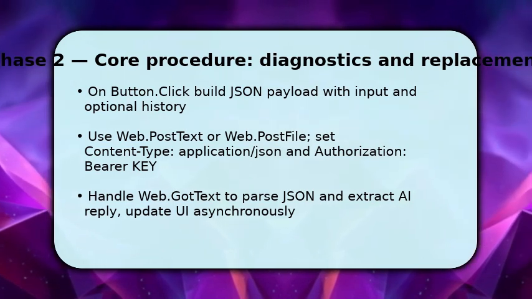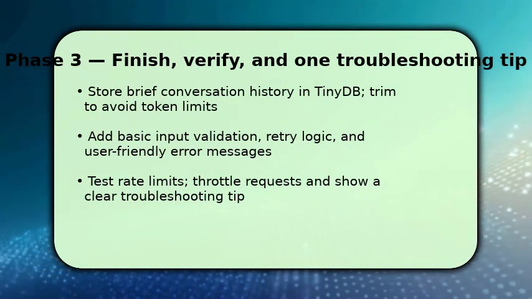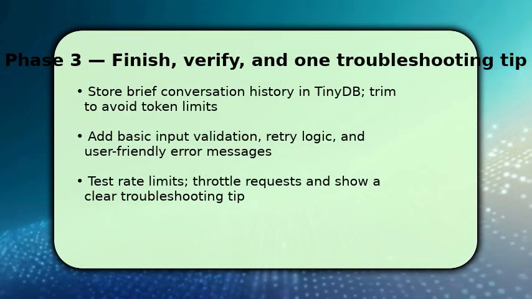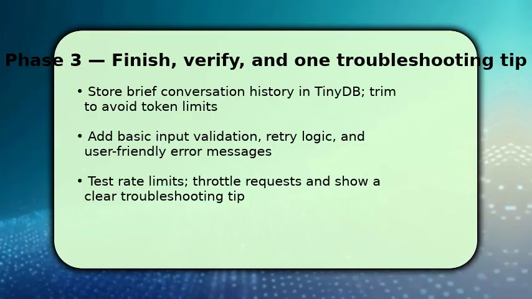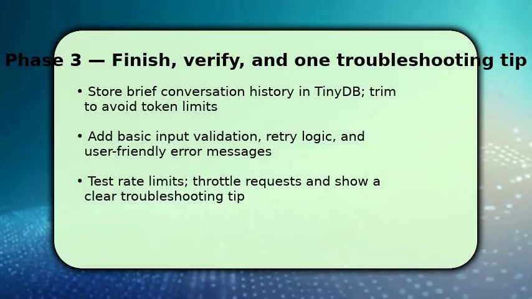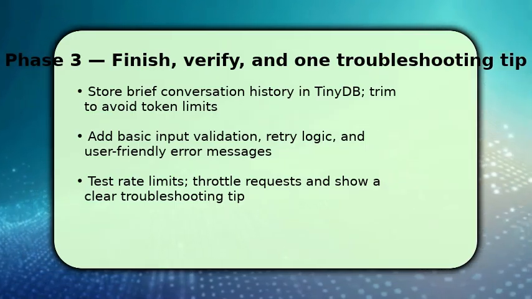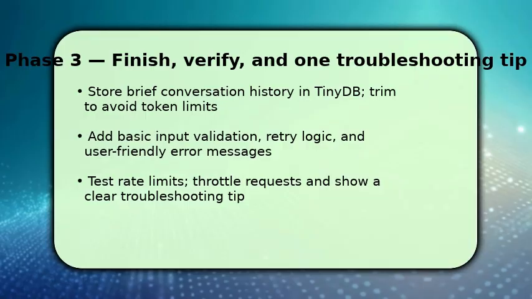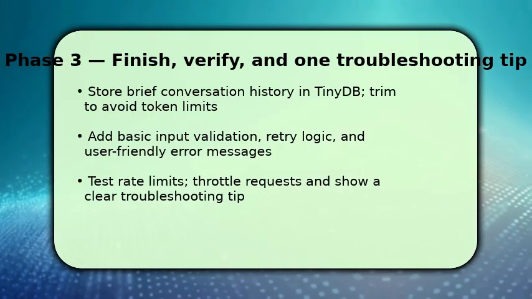To finish, focus on quality and robustness. Save short conversation history in TinyDB and trim older entries to stay within token or payload size limits. This maintains context while controlling cost. Add input validation and simple retry logic for network errors, plus friendly messages when the API fails. Also implement throttling to respect rate limits and avoid dropped requests.